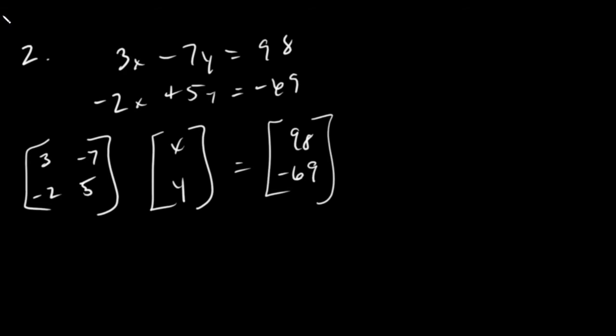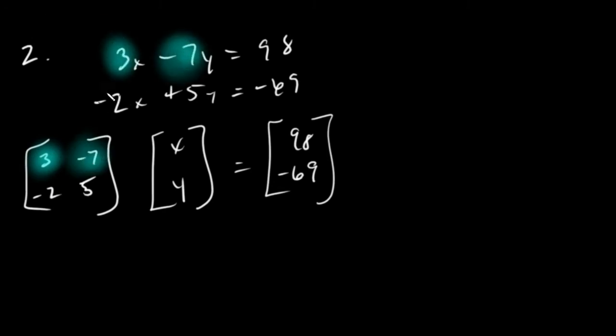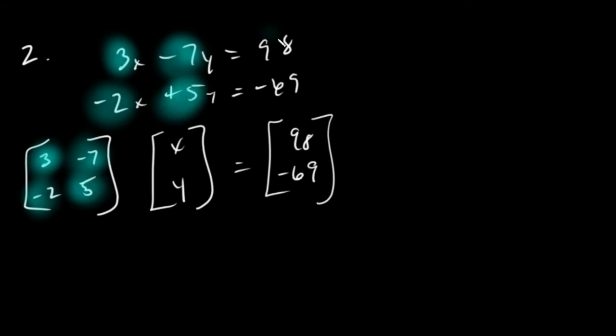Okay. So this 3 came from this 3. The negative 7 came from here. The negative 2 came from here. And the 5 came from here. And then these two answers went here.